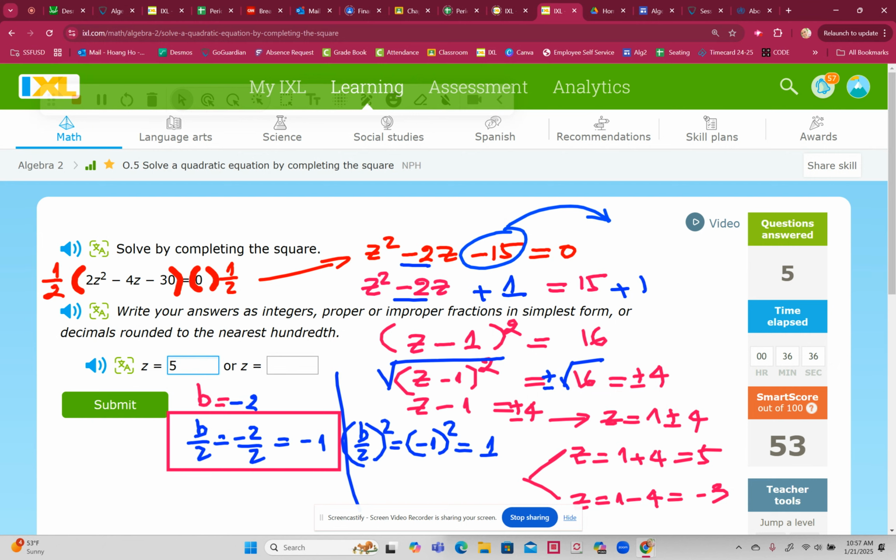Where's my cursor? It disappeared. Where is it? Oh, right here. Alright, negative 3. Submit. Accepted.